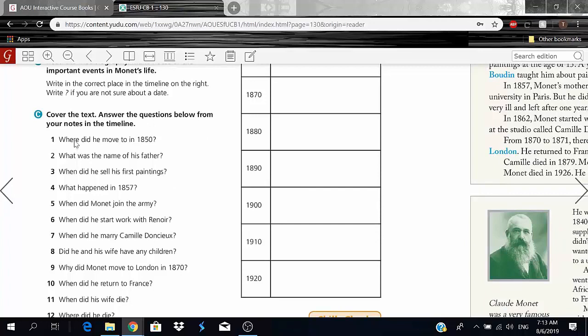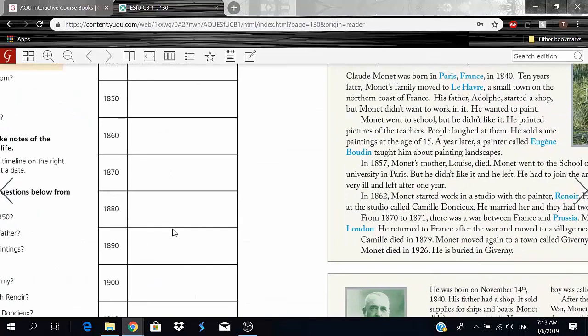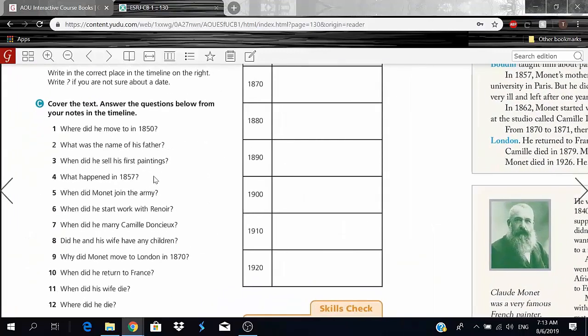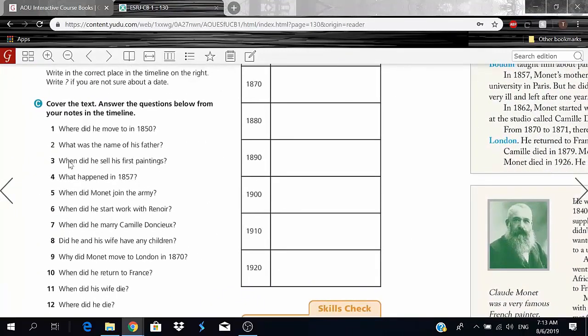Okay, so where did he move to in 1850? He moved to Le Havre. That's correct. So he moved to Le Havre in 1850. 2. What was the name of his father? His father's name was actually, I think I have this, Adolphe. Okay, so the name of his father was Adolphe. When did he sell his first paintings? Give you a second. That's correct. He sold his first painting in 1855.